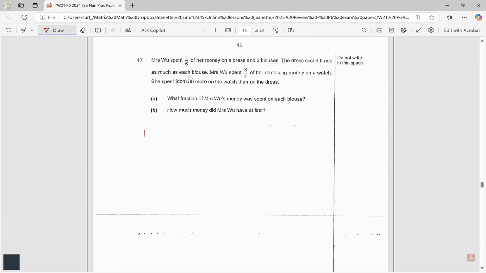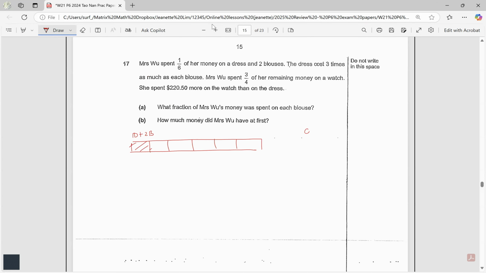1/6. So 6 units. This is for one dress and 2 blouses. Okay, then the cost of each dress. So one dress to one blouse. One dress is 3 times, so 3 to 1. Okay, so one dress is like 3 units. One blouse would be 1 unit. Then they said that she spent 3/4 of her remaining. That's why I'm redrawing the remaining part on one watch.